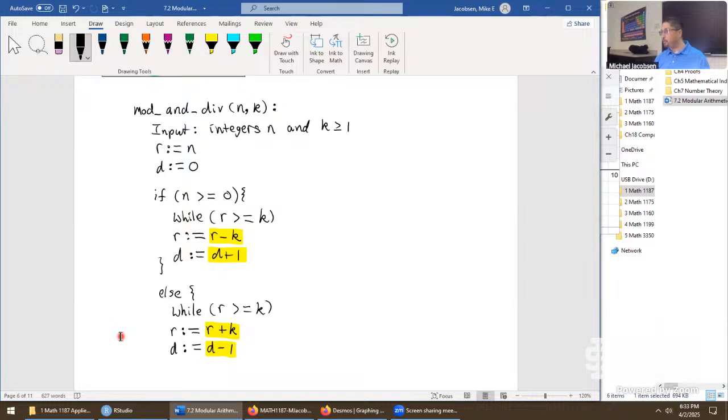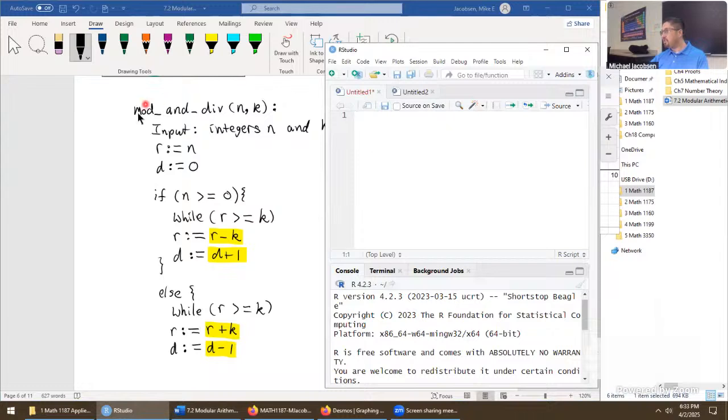Okay, this is the moment of truth. Let's see how this is going to do for us. We'll call this, why not, mod and div, because that's exactly what it does. It's a pretty brilliant name. Mod and div. In this particular language, what we do is we add a new structure.